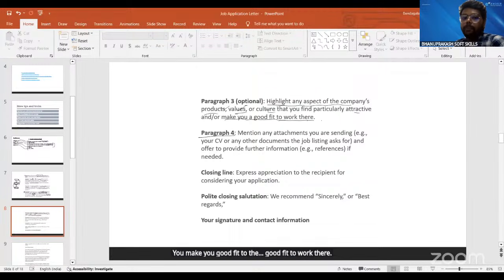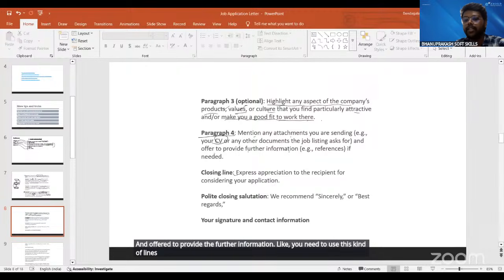And now coming to paragraph 4, you can mention what attachments you are sending to them, like your CV or any documents that they particularly ask you to send, and offer to provide further information. Like you need to use these kinds of lines.